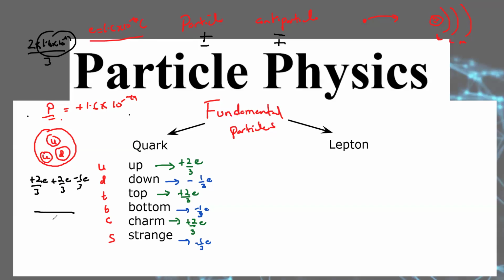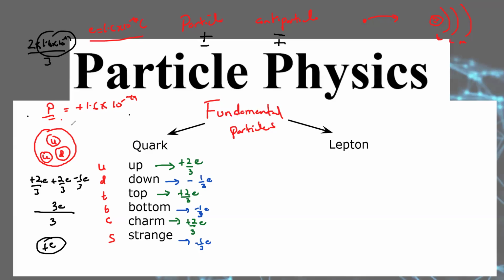When I simplify, taking the LCM, 1 by 3 E times 2 plus 2 minus 1, so what we'll get is 3 by 3, which simplifies to plus e. So actually, what is the proton? Proton is not a fundamental particle. The composition of the proton is 2 up and 1 down. It is made up of quarks.